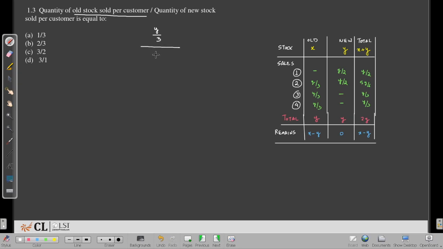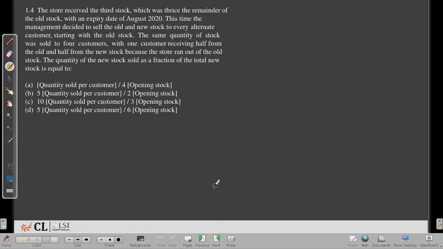So y by 2 divided by y by 3 is what we need to figure out. Each of the customers who got the old stock got y by 3. Each of the customers who got the new stock got y by 2. So the question needs y by 2 divided by y by 3. You cancel this y out, you take the 2 on top, and this will become 2 divided by 3. That will be the answer to this question, which is answer choice B. Let's look at the next question.